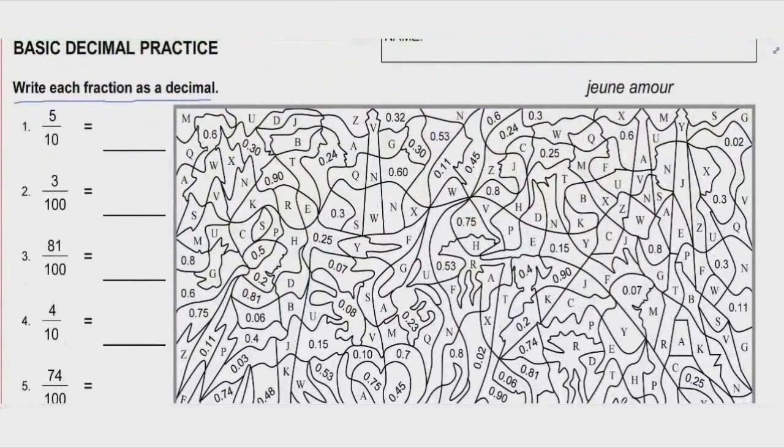Problem number 1. We had 5/10. So I write 5 right here. The decimal's not in sight, so it must be on the right. There it is. I see I have 1 0, so I move the decimal 1 space over right there. There it is. So our answer is 0.5.